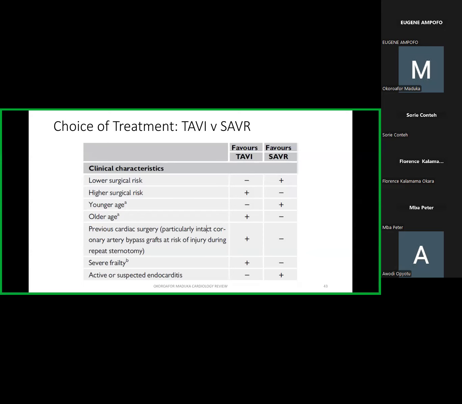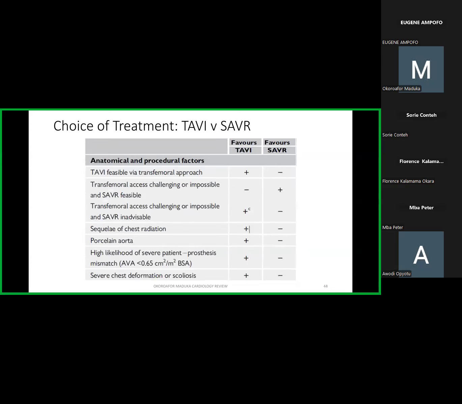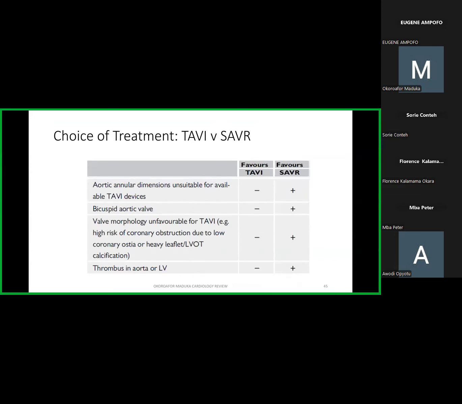If the patient is elderly, and probably frail, you may want to consider a transaortic valve replacement. So this is also an algorithm that helps us to choose what to use.